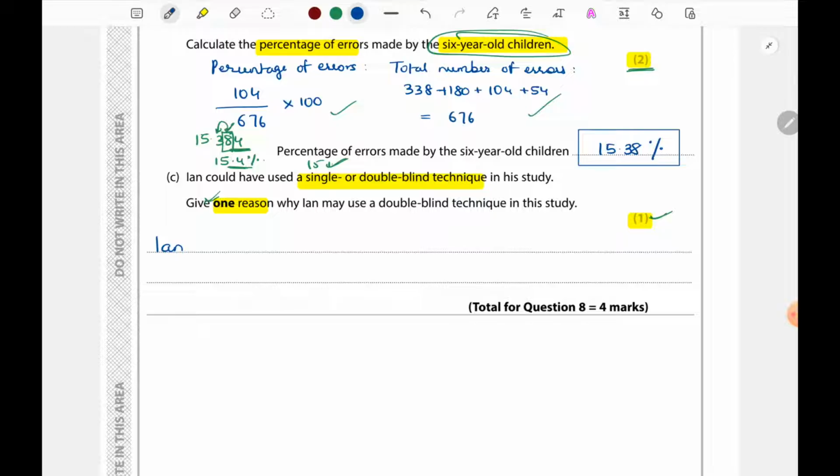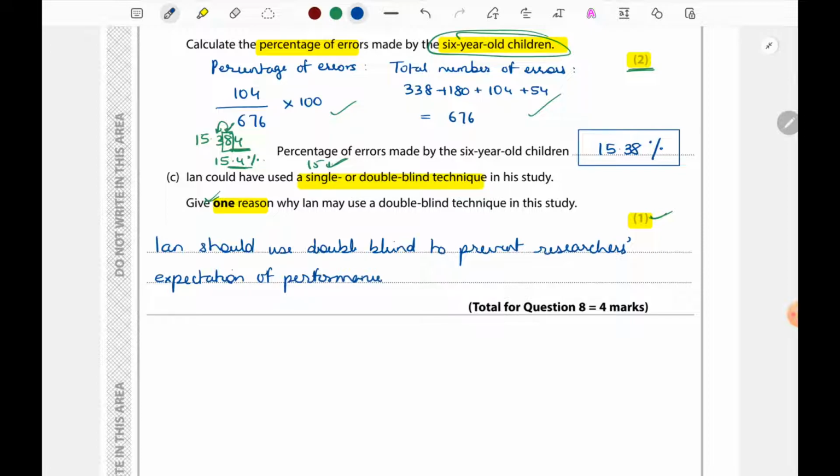Okay, so what we'll write is: Ein should use double blind to prevent researchers' expectations of performance from changing children's performance in the study. Okay, so that's unfortunately all we can write, because it's just been asked for one single mark.